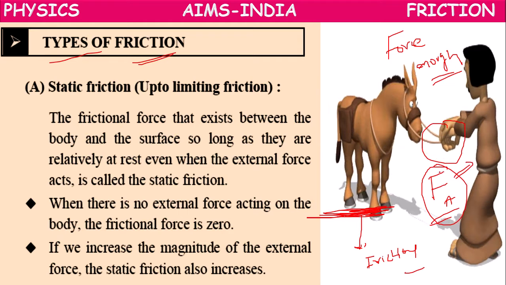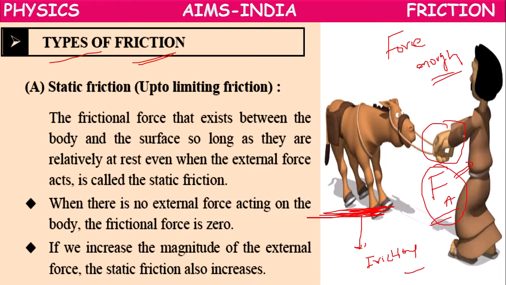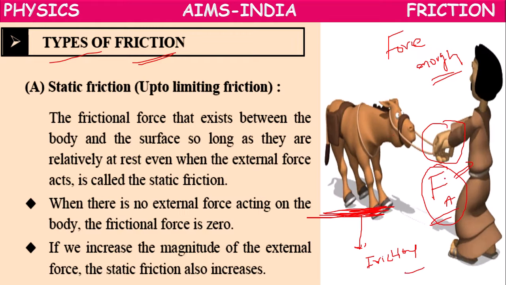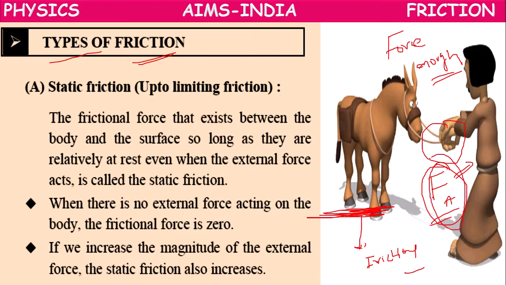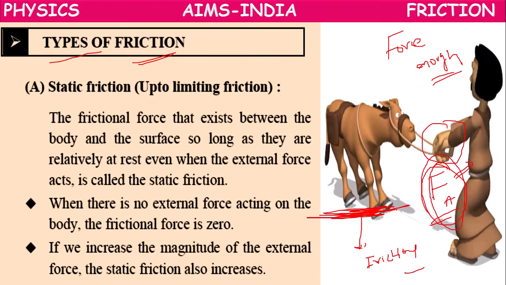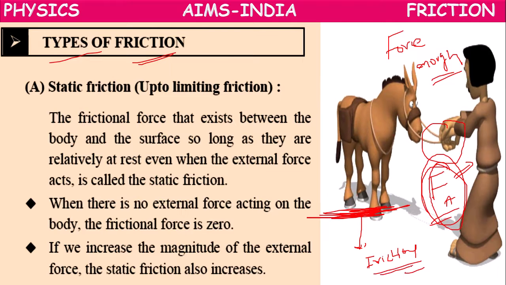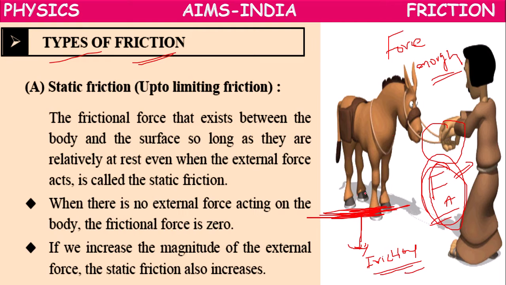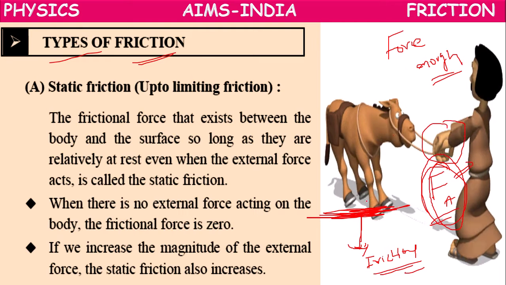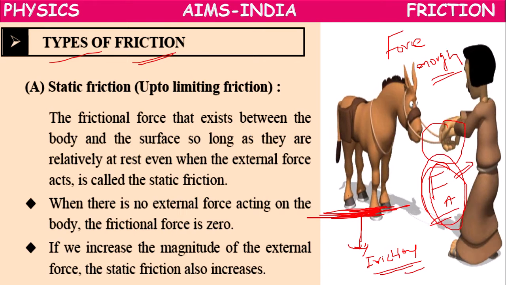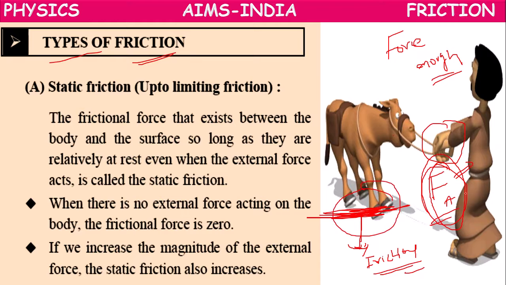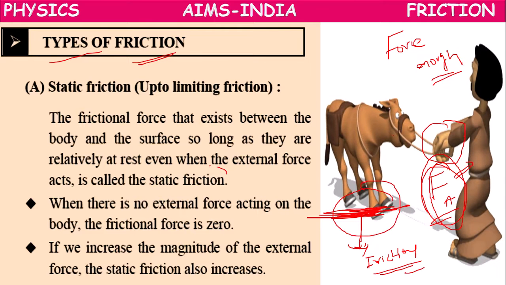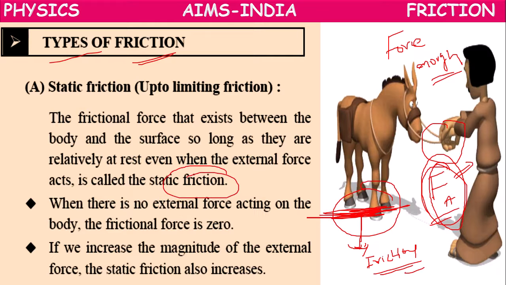So here an external force is acting. This person is trying to push the horse. That applied force is called the external force. Though we are applying the external force, these two surfaces, the legs of the horse and the floor, the surface of the land, are at relative rest with each other. So whatever friction is developed between these surfaces due to this applied force is called static friction.